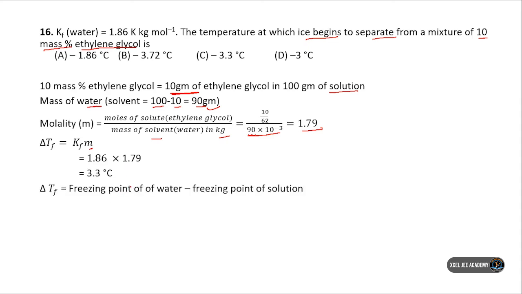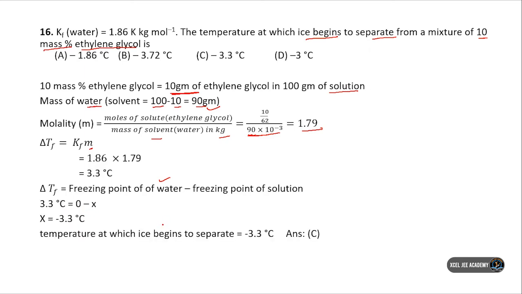Delta Tf is equal to freezing point of water minus freezing point of the solution. The freezing point of water, we all know, is 0, and the freezing point of the solution, let's consider it as x, and the delta Tf is 3.3. So 3.3 degrees Celsius is equal to 0 minus x, so x will be minus 3.3 degrees Celsius. So the temperature at which ice begins to separate from this solution is minus 3.3 degrees Celsius. So the answer is option number C.